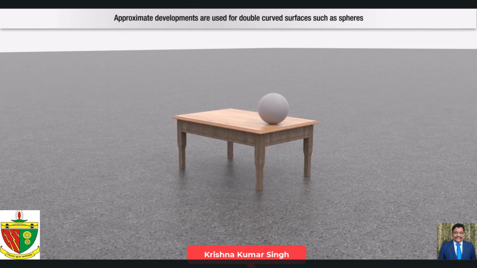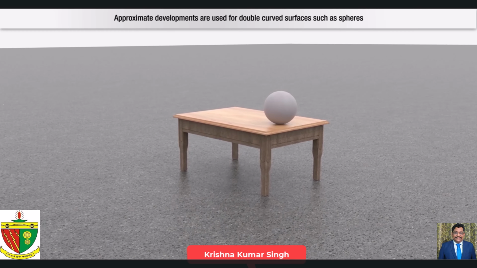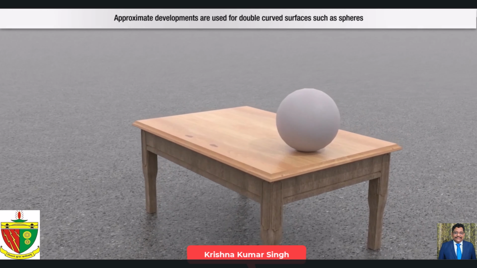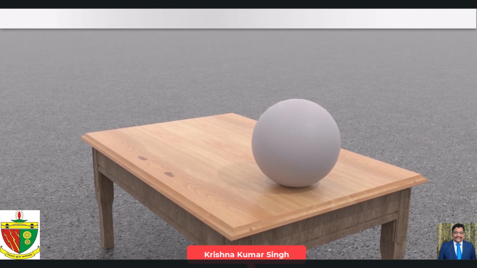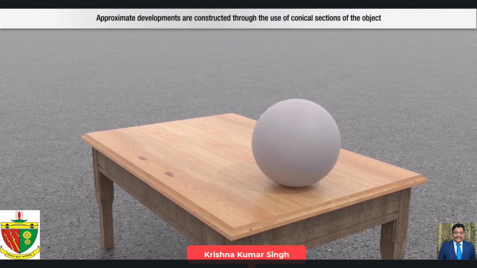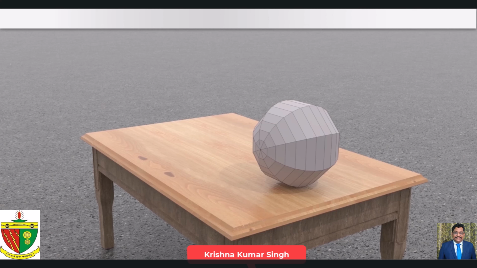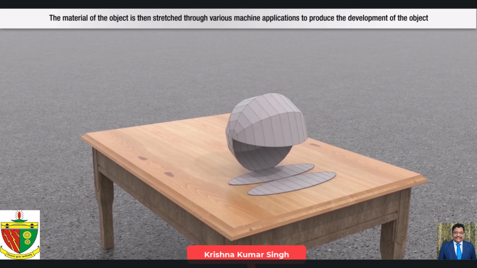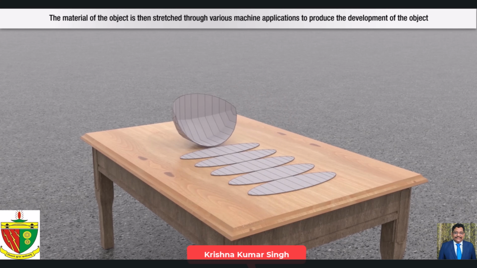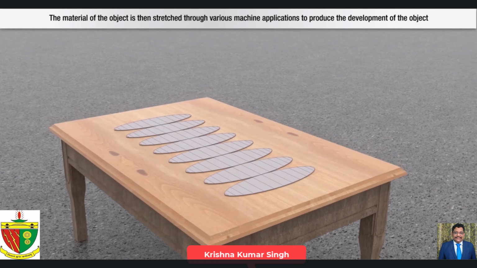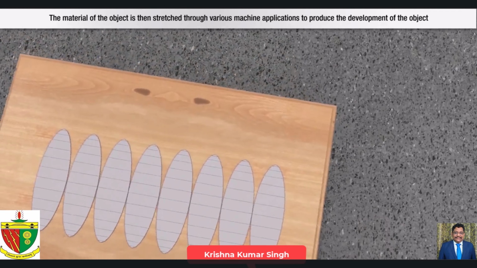Approximate developments. Approximate developments are used for double curved surfaces such as spheres. Approximate developments are constructed through the use of conical sections of the object. The material of the object is then stretched through various machine applications to produce the development of the object.